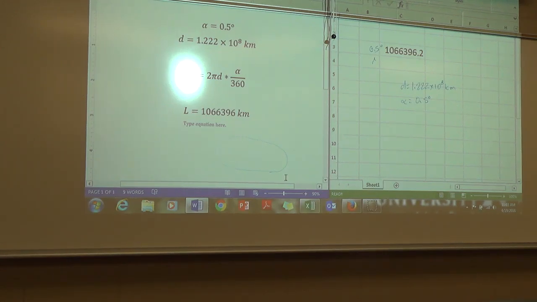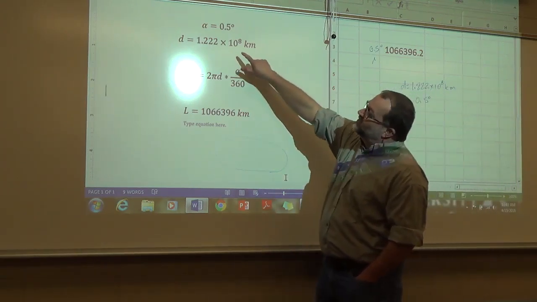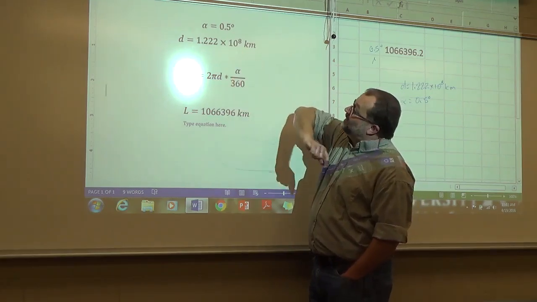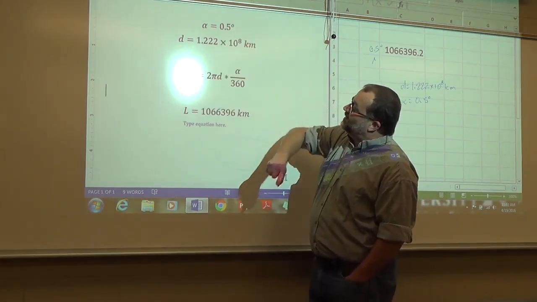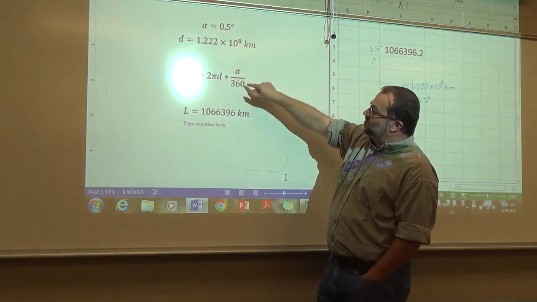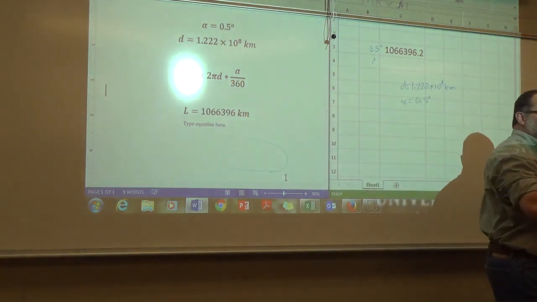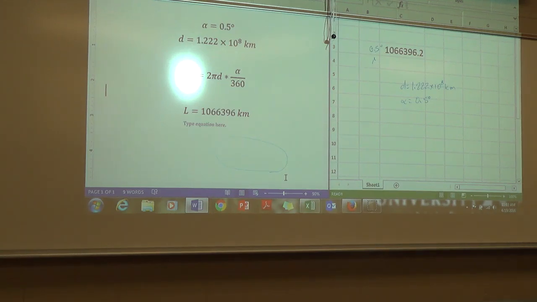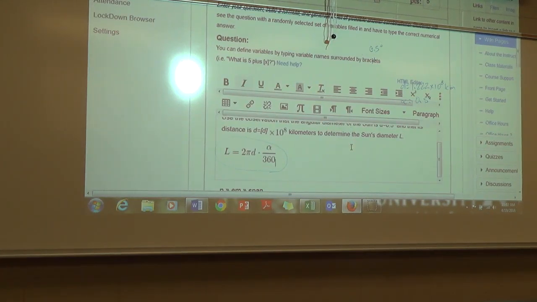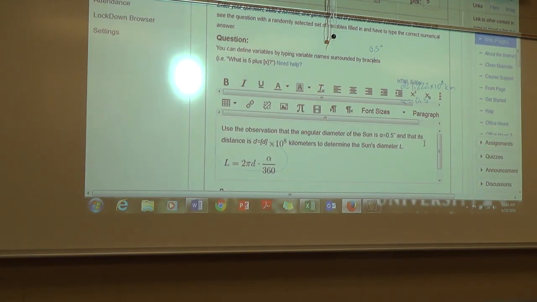So I'm going to try and figure out why Canvas is messing up on this question when you see it, why you don't see the formula and why you don't see the angle. I'll try and get that fixed today. If I don't get it fixed, the number was showing just fine. The angle is 0.5 degrees and the formula is 2 pi d times alpha over 360, all right? So if for some reason I'm not able to get it fixed, you'll have that. Let me see what I can do real quick.